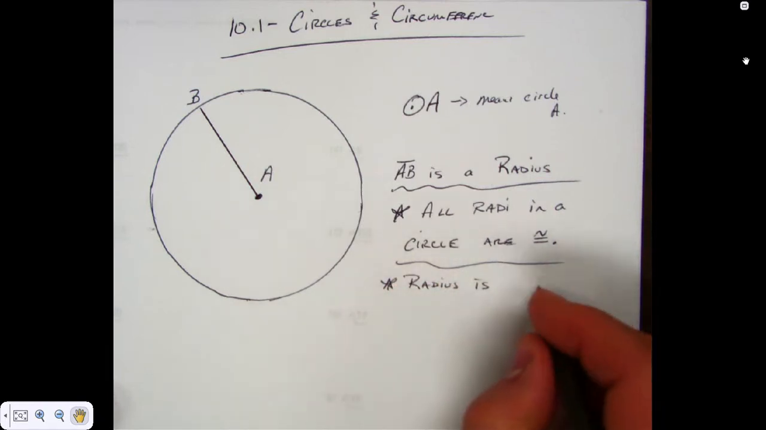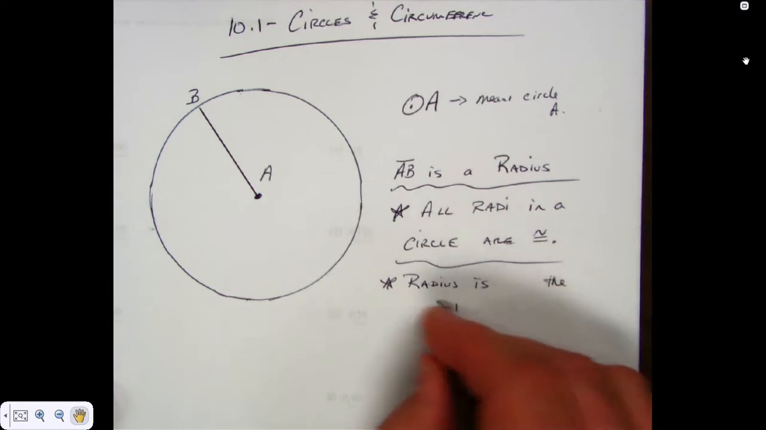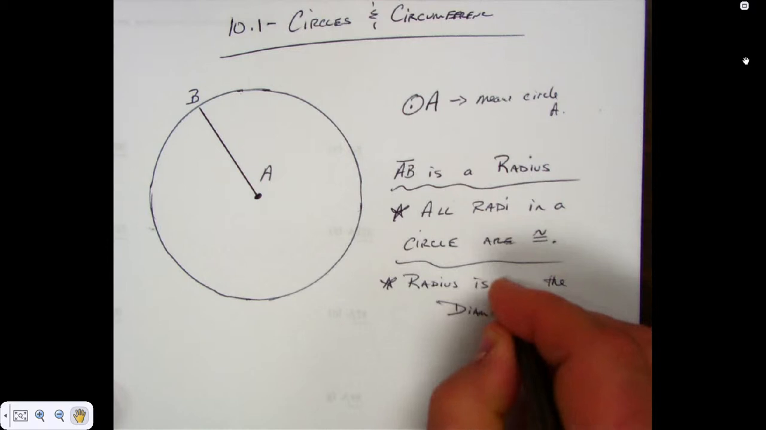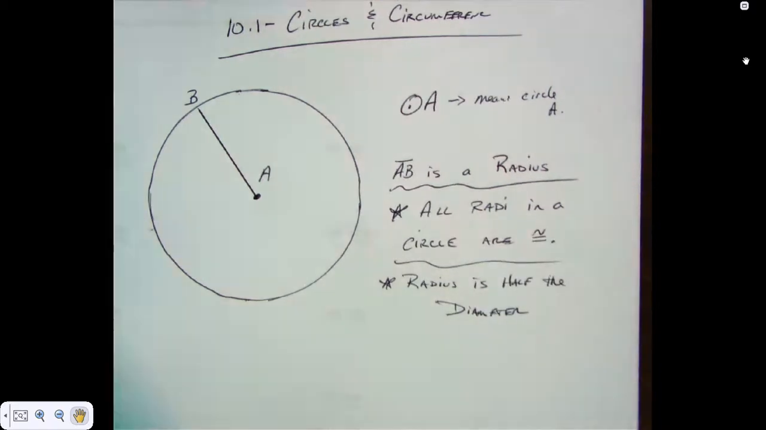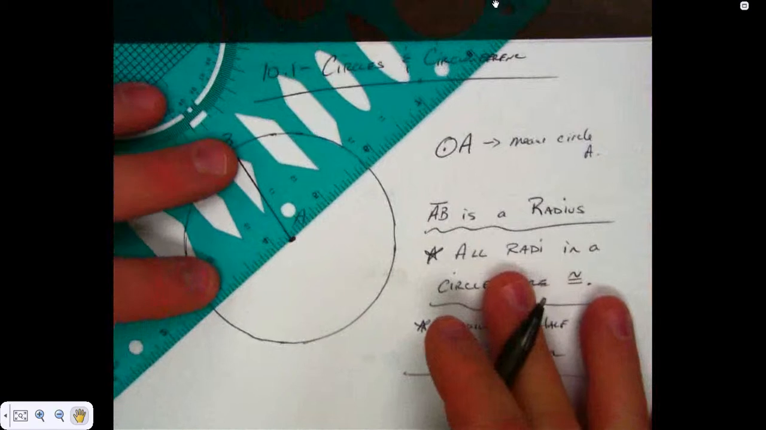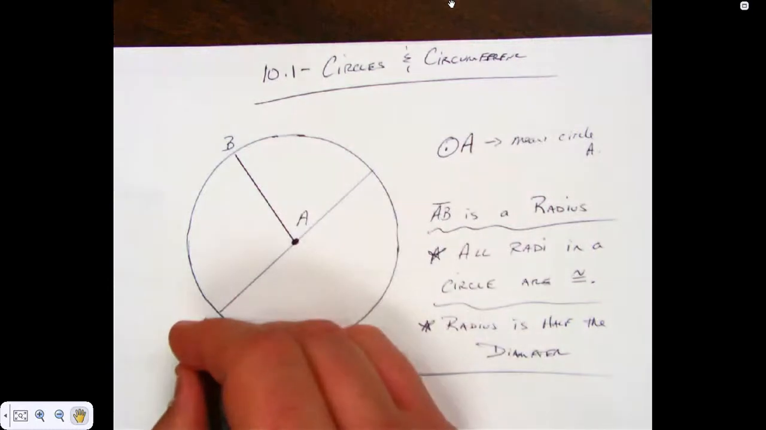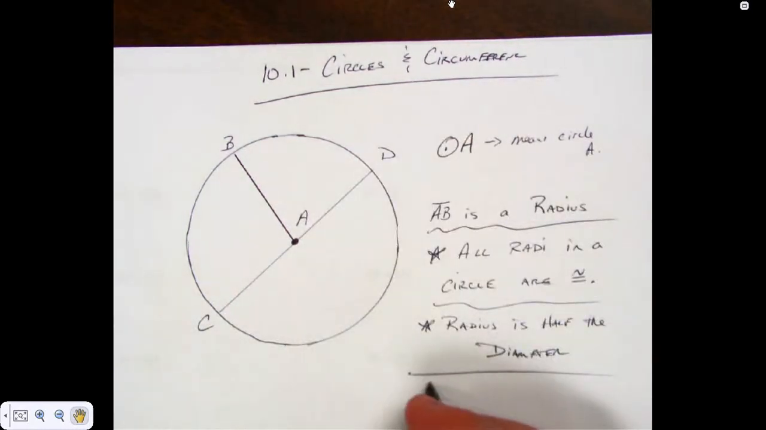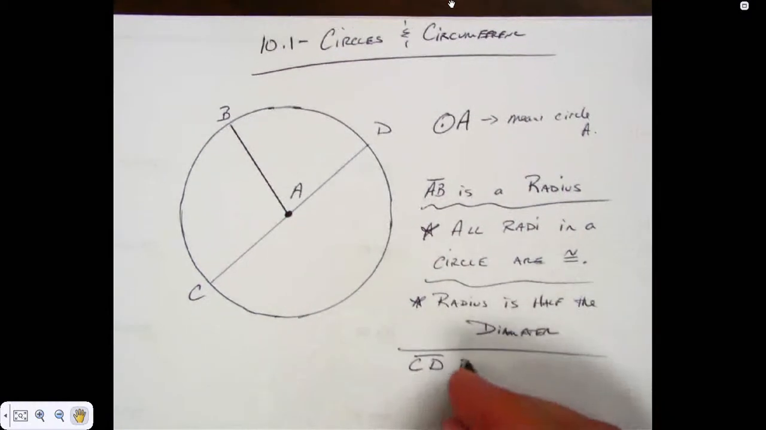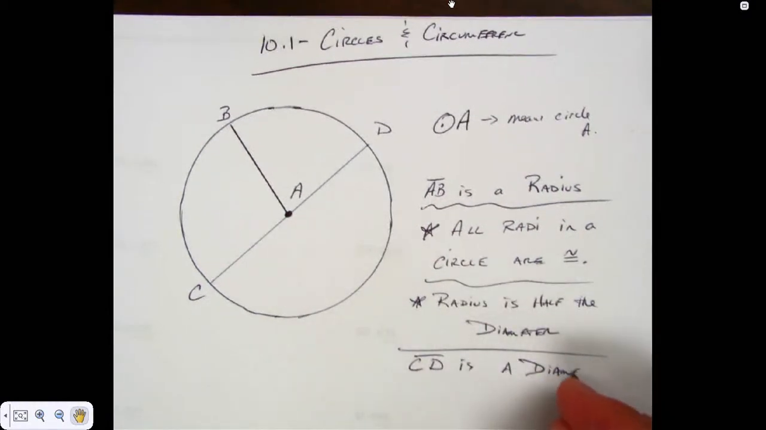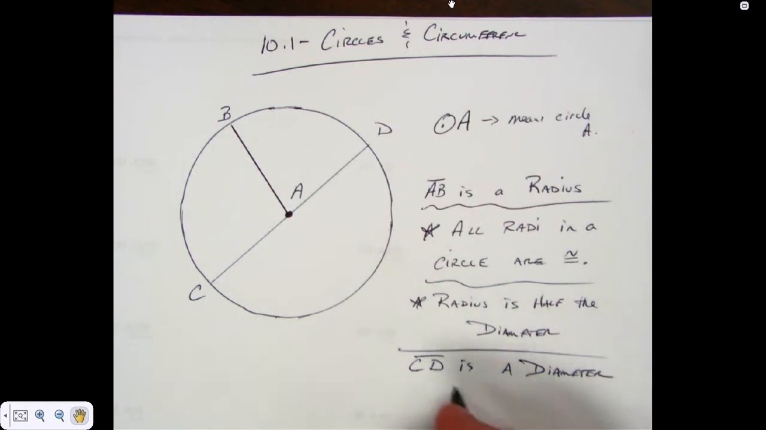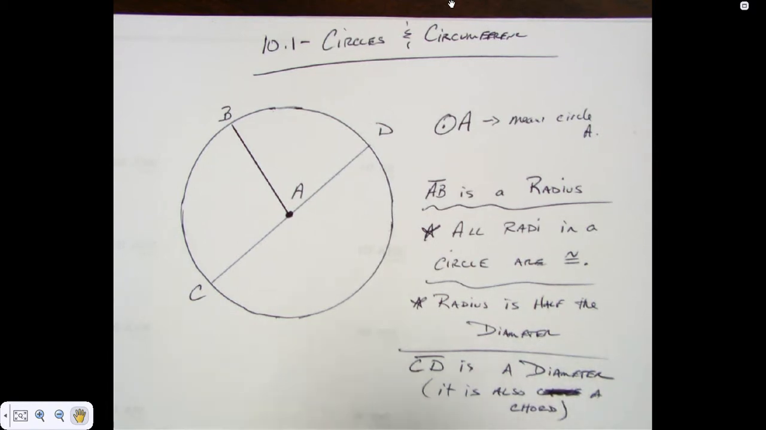Radius is what? The diameter. Huh? Good. CD is a what? Is also a chord.